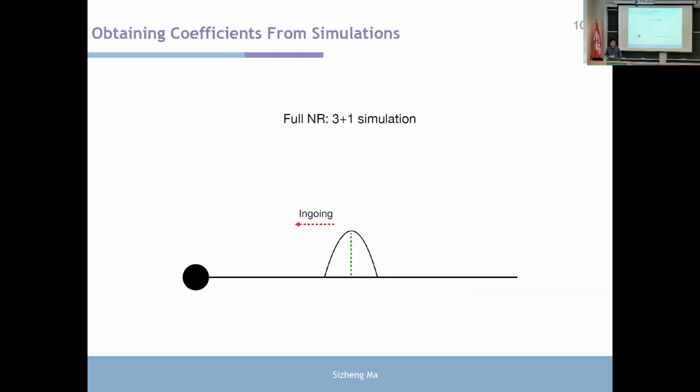Apart from this first principle calculation, there is a complementary strategy which is fully data driven. In this case, we can send a Gaussian gravitational wave packet into a black hole and then evolve the system using full 3+1 numerical relativity. Then we can measure the gravitational waves at future null infinity to extract all those coupling coefficients. So both methods should give consistent results, and indeed they do.